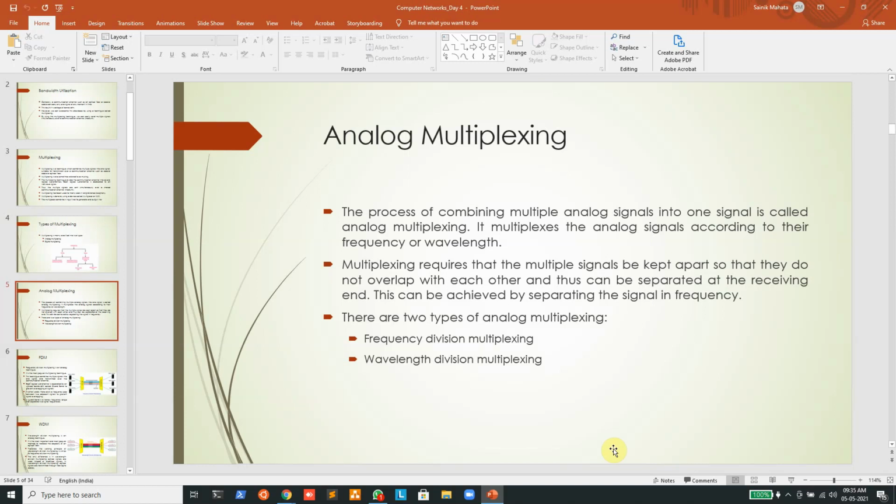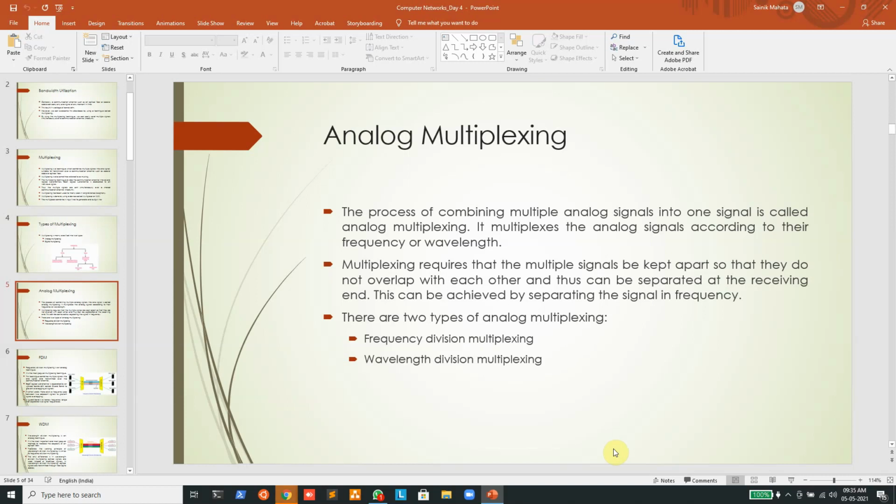Now, what do we mean by analog multiplexing? The process of combining multiple analog signals into one signal is called analog multiplexing. It multiplexes the analog signals according to their frequency or wavelength. If it is multiplexing according to frequency, it is known as frequency division multiplexing.